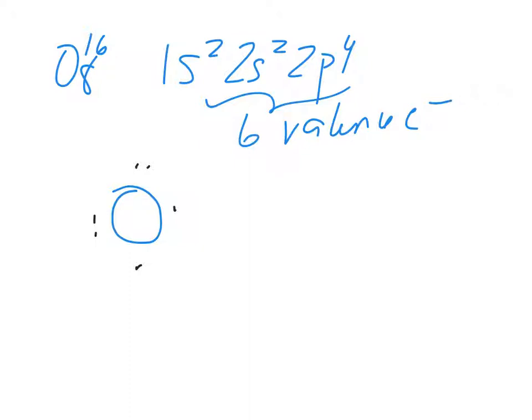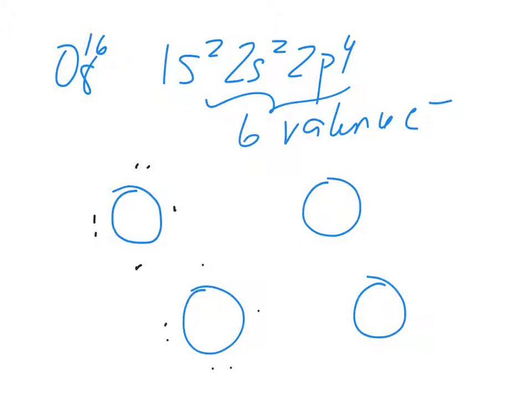So I'm going to put a whole bunch of oxygens here and show you all the different ways you could write these. You could have gone 1, 2, 3, 4, 5, 6, or you could have gone 1, 2, 3, 4, 5, 6, or maybe 1, 2, 3, 4, 5, 6. So it doesn't matter which version you use, it's just a model. And the model represents the valence electrons in their subshells.